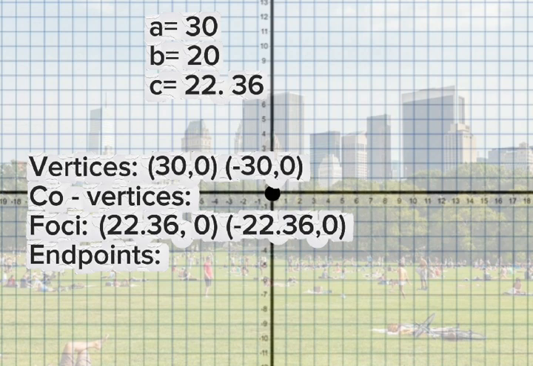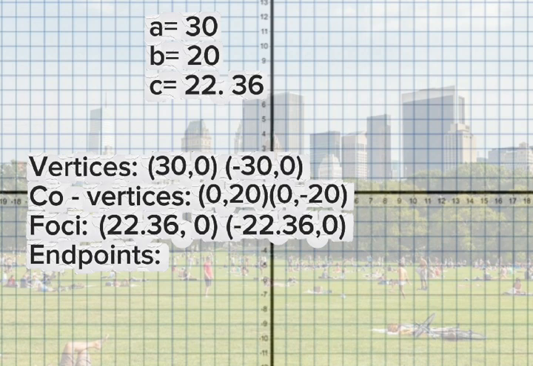But co-vertices are different. Co-vertices are the complete opposite of vertices. So instead of placing the value in the x, it should be placed on the y. So the coordinates of the co-vertices would be 0 and 20, since our value should come from the value of letter B. So it will be 0 and 20, 0 and negative 20.